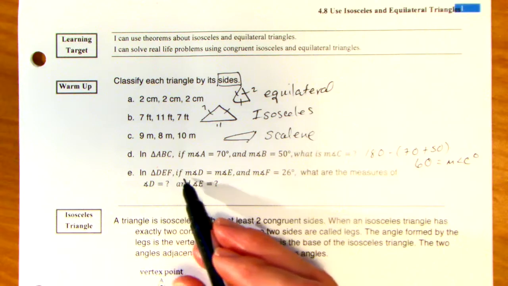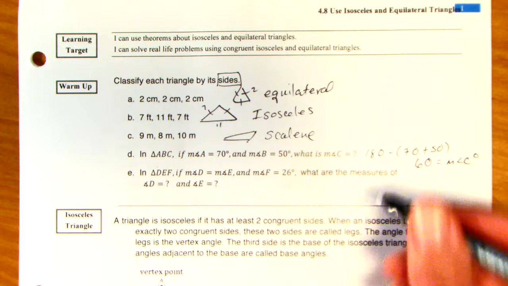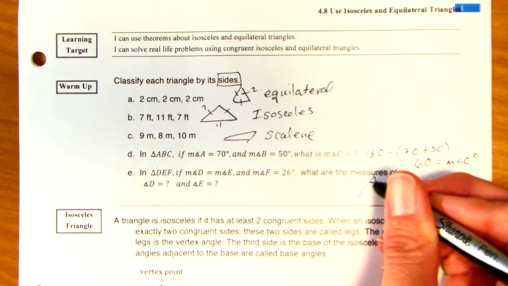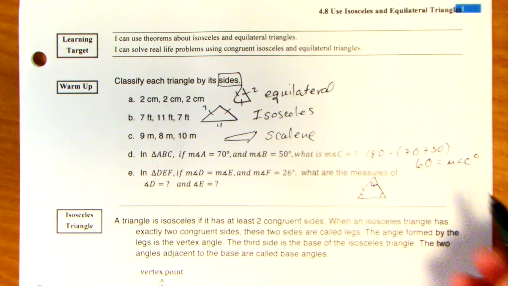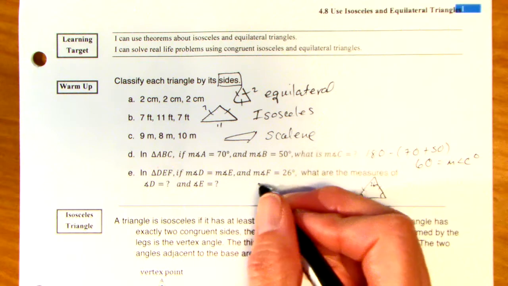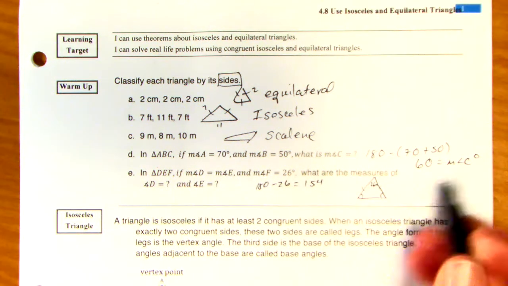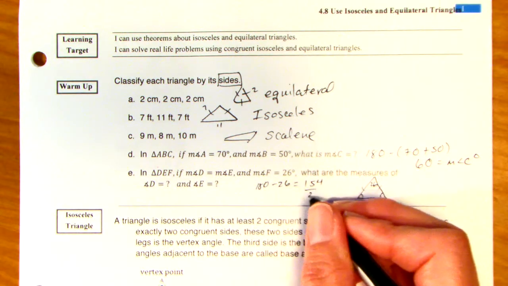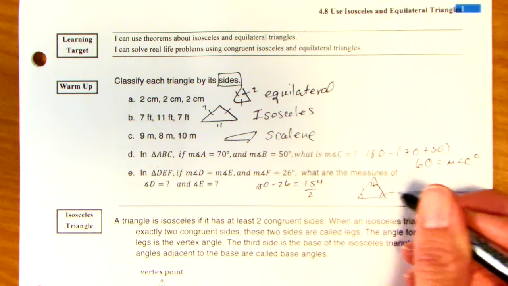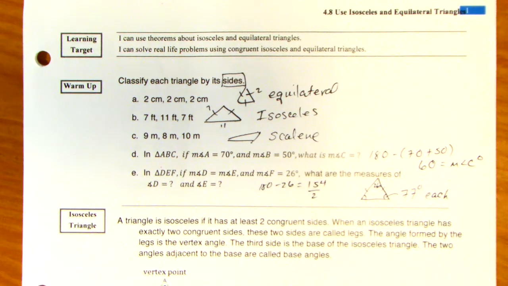In triangle DEF, D and E have the same measure, and F is 26. So we're talking an isosceles triangle here, and this is going to relate to some of the information we'll learn later on. I'm going to take 180 minus 26, and you get 154. These two are congruent because they have the same measure, so I'm going to divide that by 2, and you get 77. All right, so far so good.